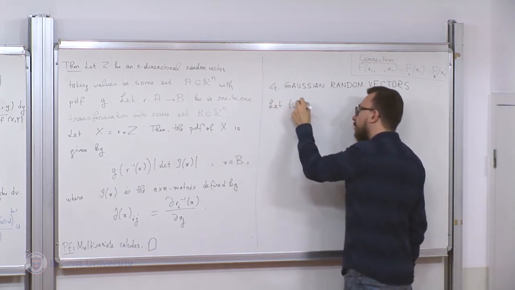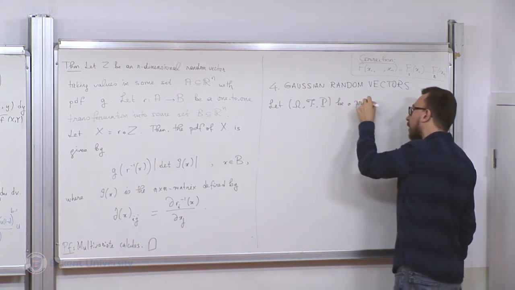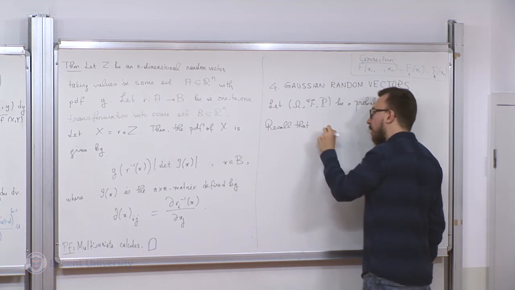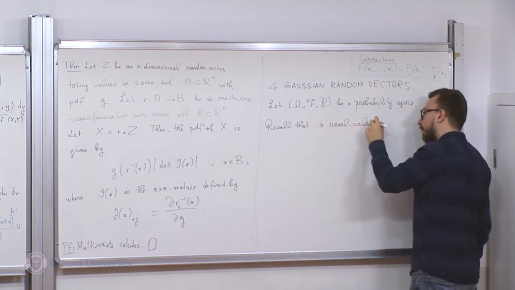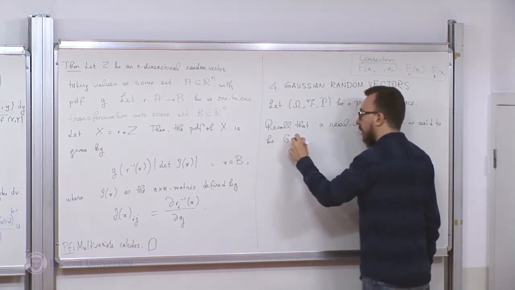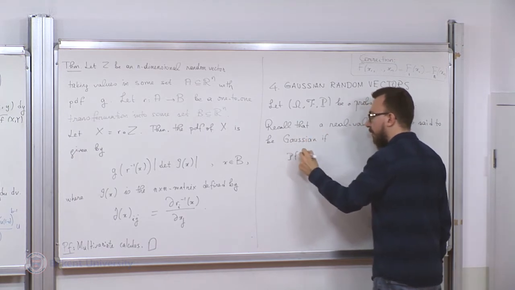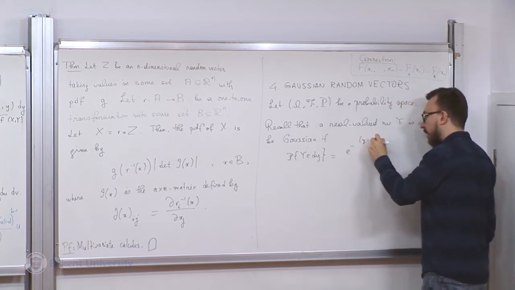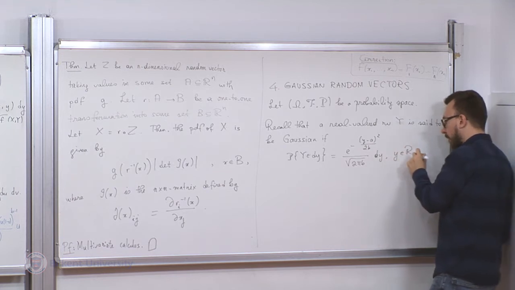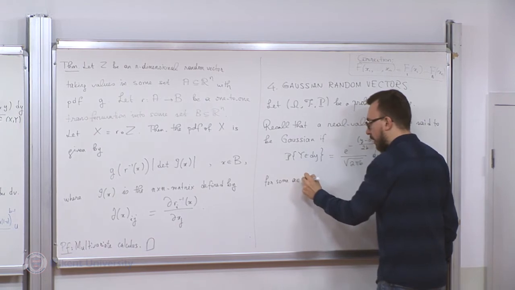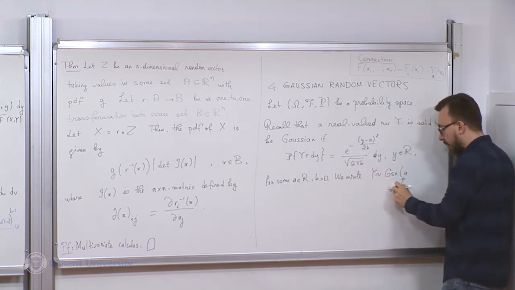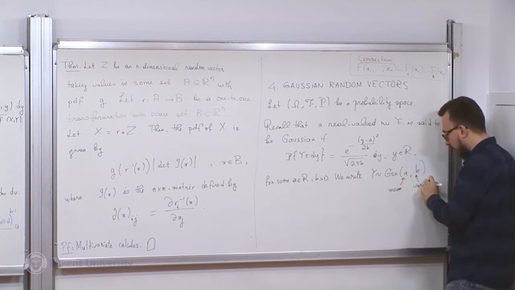So let's say we have some probability space, omega, F, P. Recall that a real valued random variable, let's call it Y, is said to be Gaussian if its distribution is given as e to the power of minus (y minus a) squared over 2b, over square root of 2 pi b, dy, for some a in R and b positive, and we write that Y is Gaussian with mean a, and this is the variance of Y.